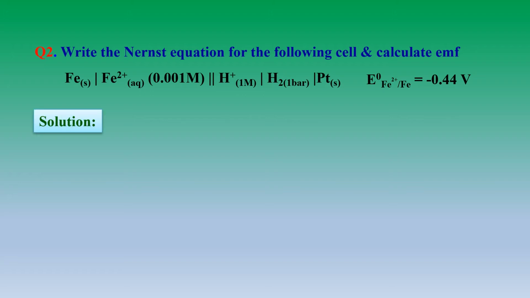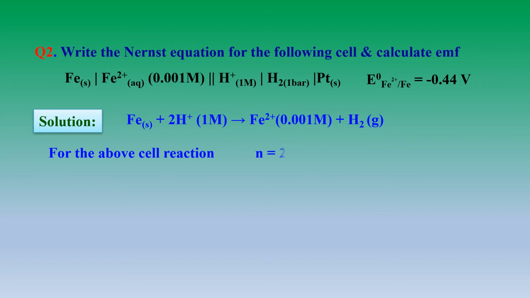Let me consider the solution part. The cell reaction for the given cell representation is Fe plus 2H+ (1 molar) gives Fe2+ (0.001 molar) plus H2. Here Fe undergoes oxidation into Fe2+, and H+ undergoes reduction into H2. This is the cell reaction for this cell representation.